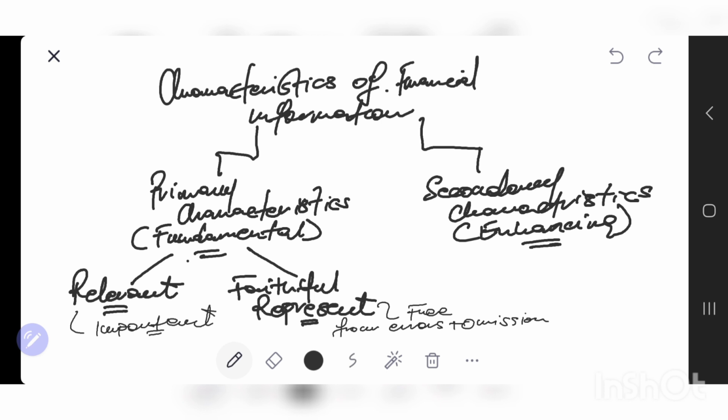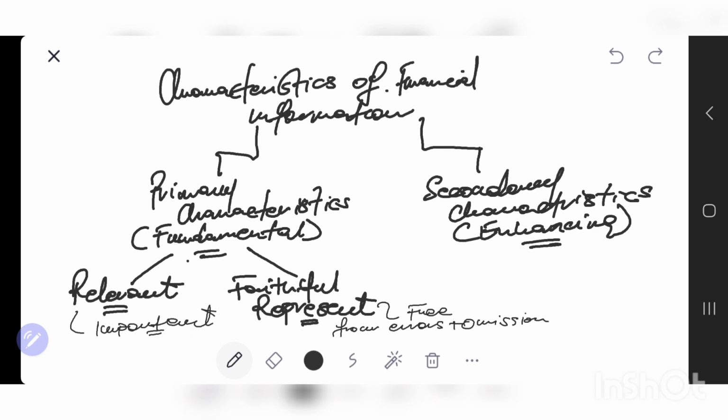And then we say that information is relevant if, the wording they use on the conceptual framework is material. So material means important. So we say information is relevant if it conforms with materiality, or if it describes all the important information.